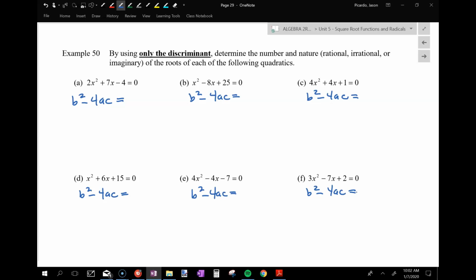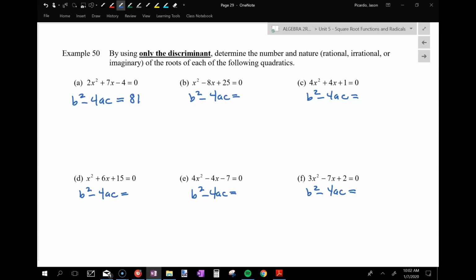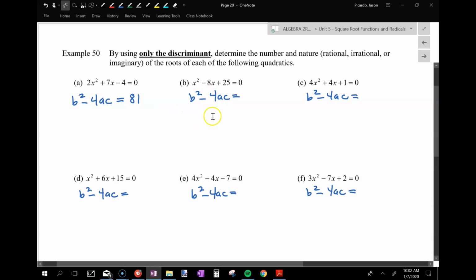I'm going to rely on you guys to give me the right answers here, okay? What do you got for A? 81? And guys, if you get any of these wrong, what does that mean? That means you did one of two things incorrectly. What are they? You plugged the wrong numbers in for A, B, and C, or you didn't type B squared minus 4AC into your calculator, right? I mean, that's the only things you could really do, okay?